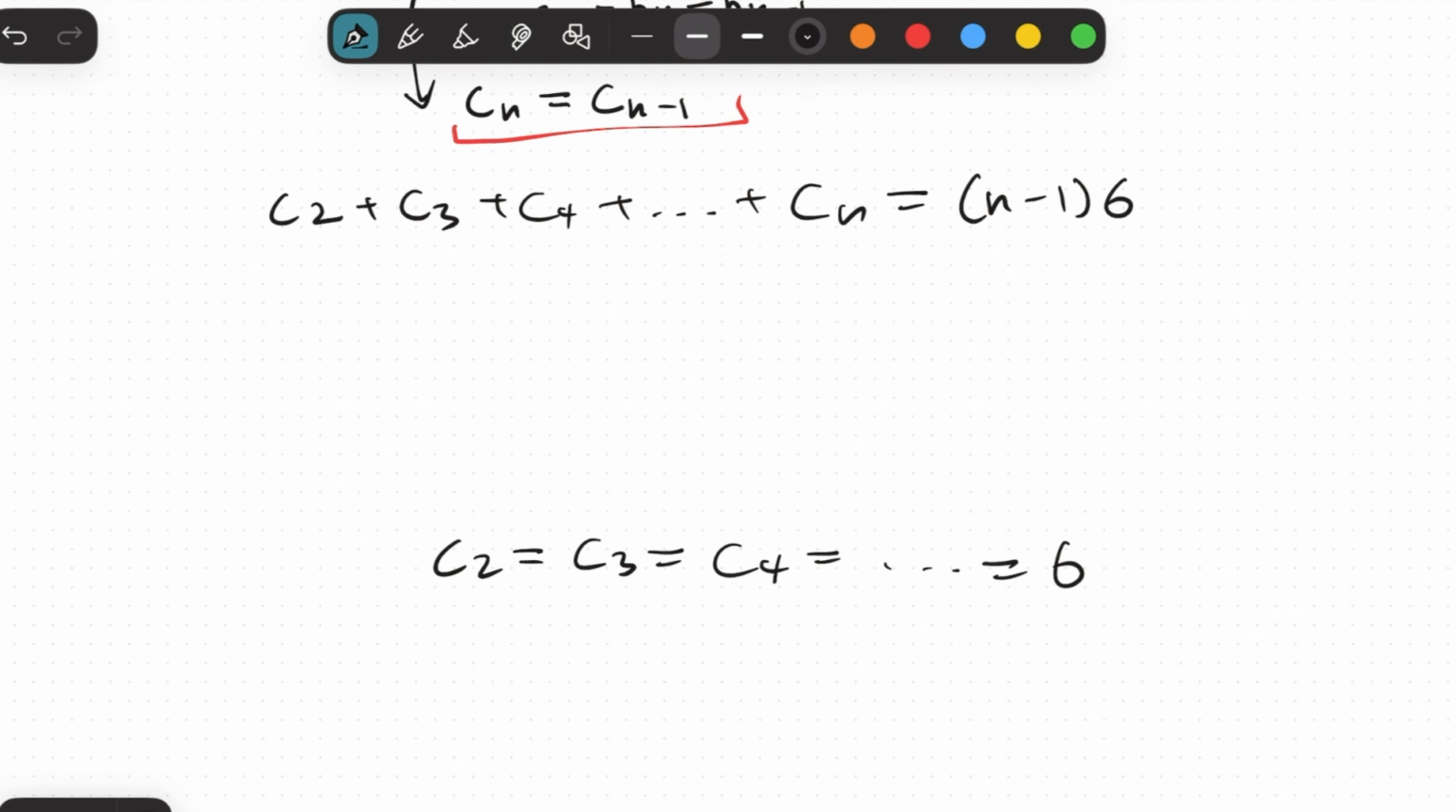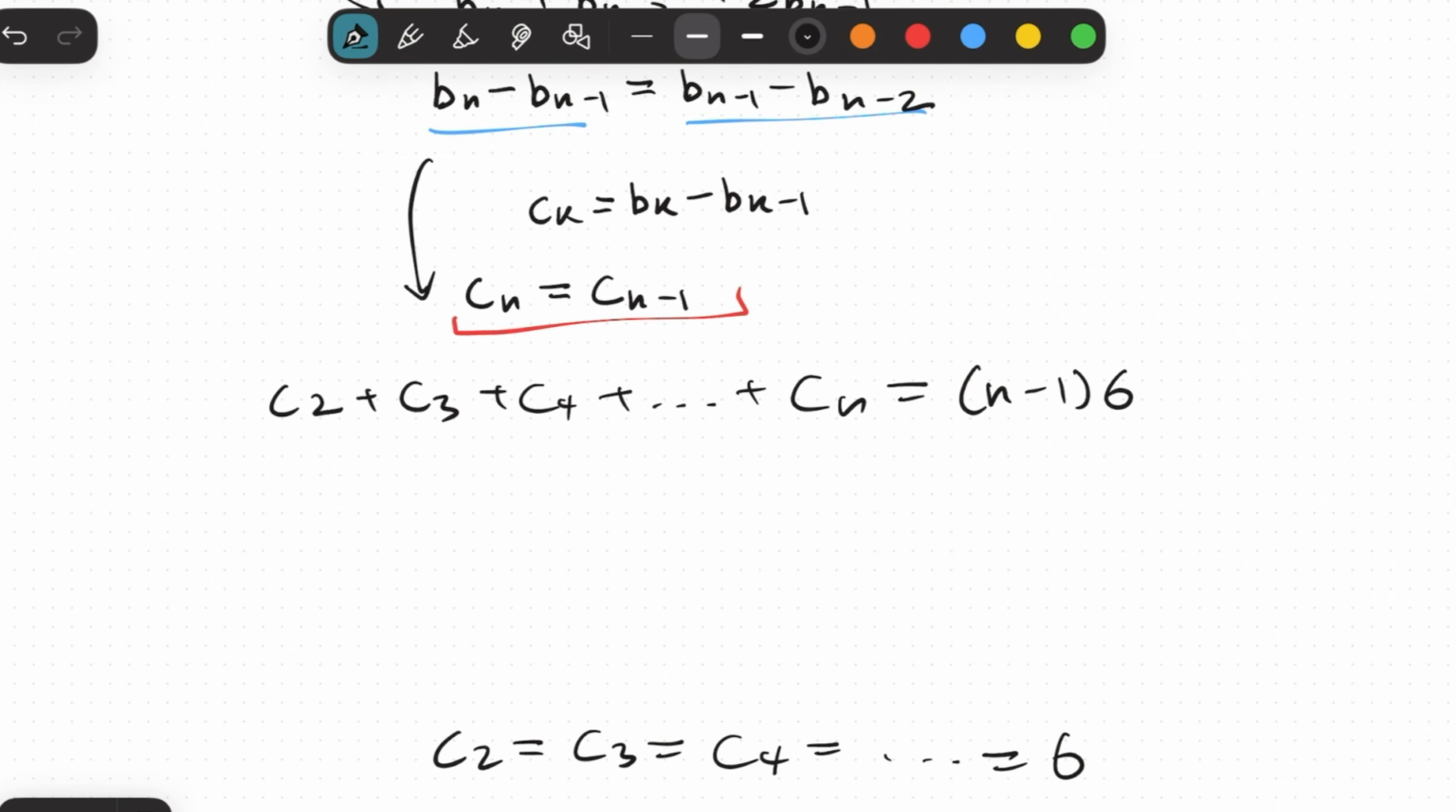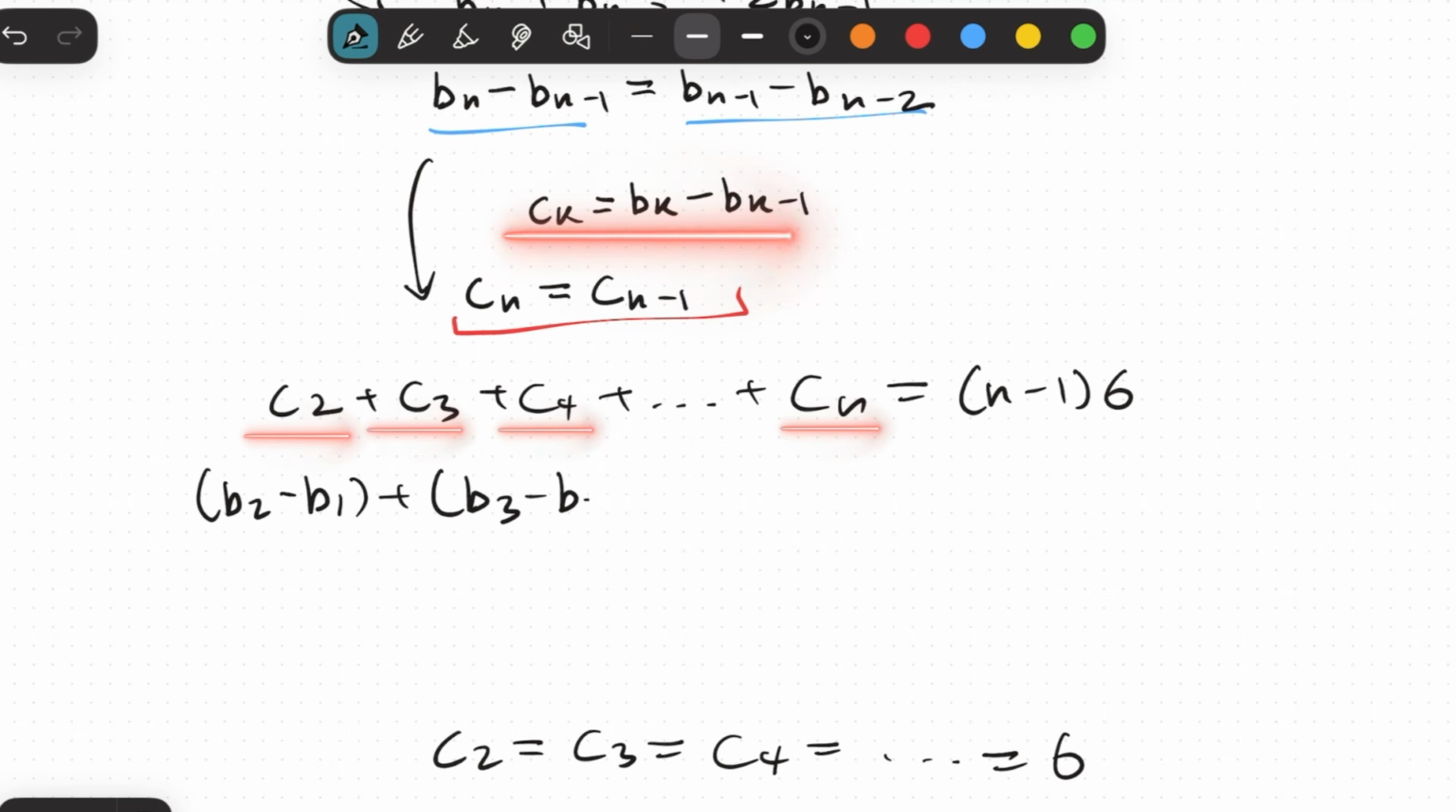Well, it's always helpful to go back to the defining features of the objects that you're using. In this case, what is the defining feature for the C sequence? Well, it's right over here. We can substitute each of these terms with the B definition. So C2 is equal to B2 minus B1, right? And then C3 is equal to B3 minus B2, right? And then plus, I'm just going to write one more, C4 is equal to B4 minus B3.